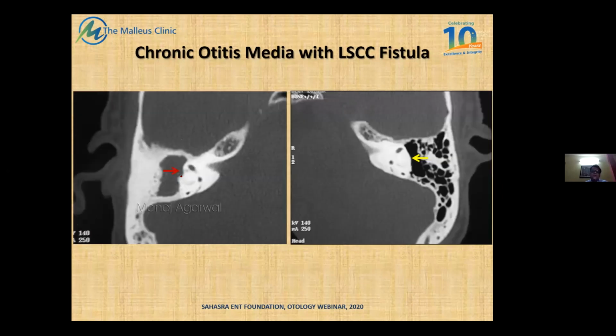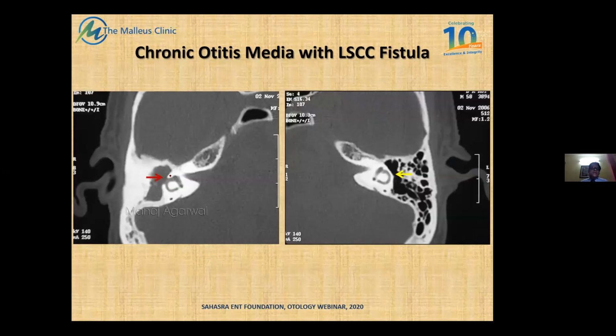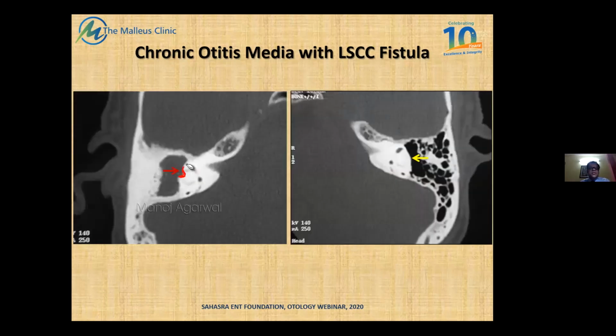a dimpling over the lateral aspect. So suppose no one had given you this cut. For some reason, the radiology that came to you did not have this. Even this should raise your antenna regarding the presence of a lateral semicircular canal fistula. Now, let me tell you the dictum.